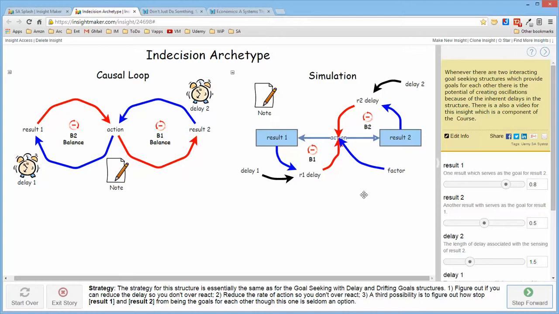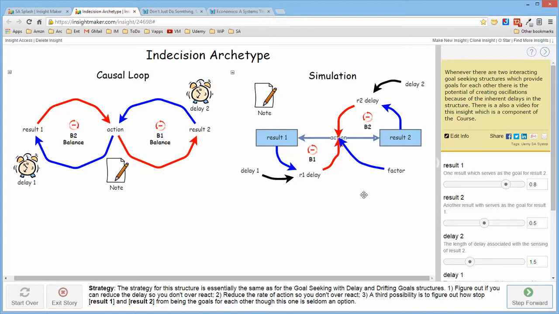So the way this structure behaves is due to the delays in the structure. It's like you have a goal and you pursue that goal, but by the time you get there, the goal is somewhere else. And you then have to go do some reverse action to end up chasing the goal. But the difficulty is that the goal that you're chasing is also chasing you. So it goes back and forth.